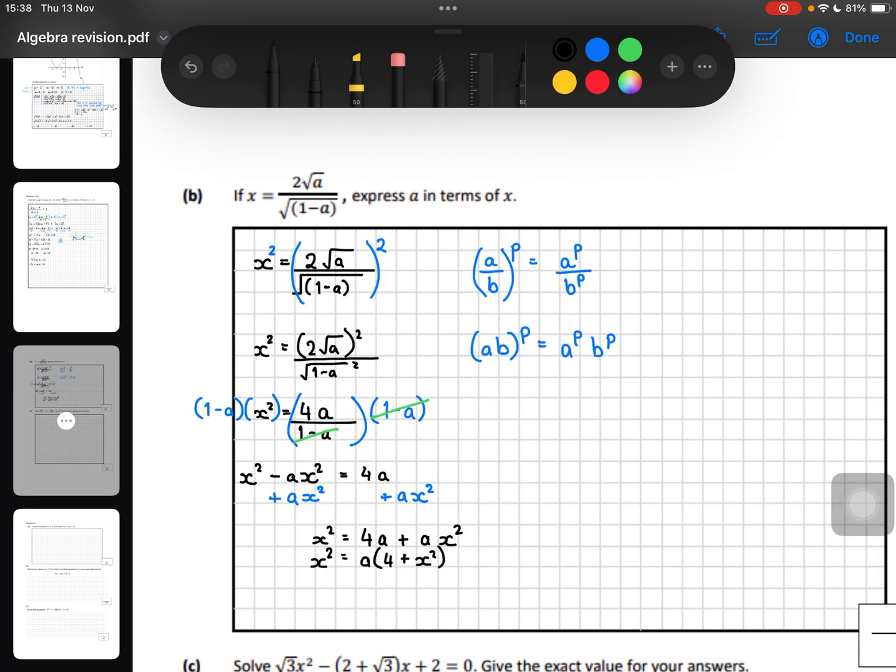Because now it's really clear what I need to do to get a on a side by itself. Okay, I just need to get rid of this thing here that's multiplying it. So to do that, I have to divide by my 4 plus x squared, which means I have to divide this side also by 4 plus x squared. Okay, so that I am left with, on the left hand side, x squared over 4 plus x squared, and on the right hand side I have a.